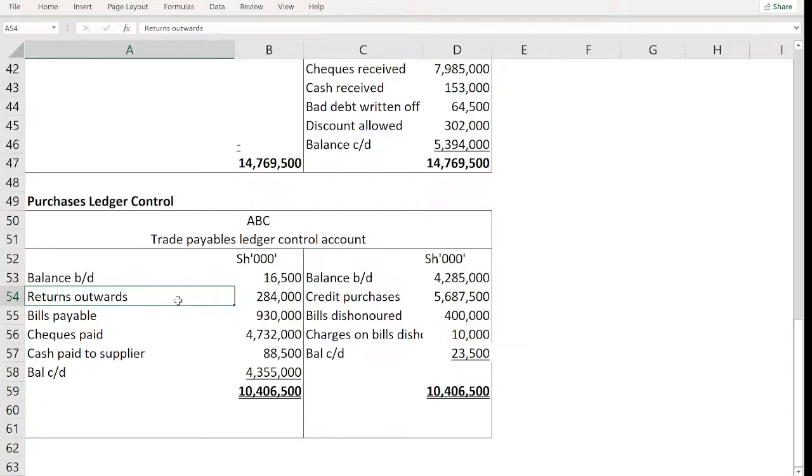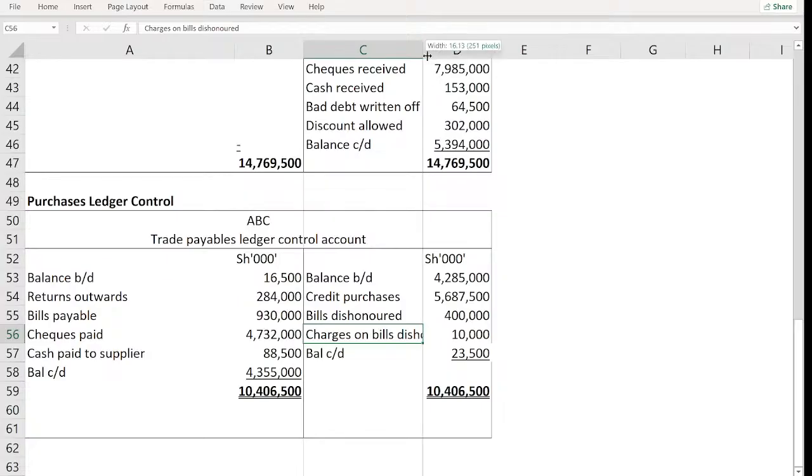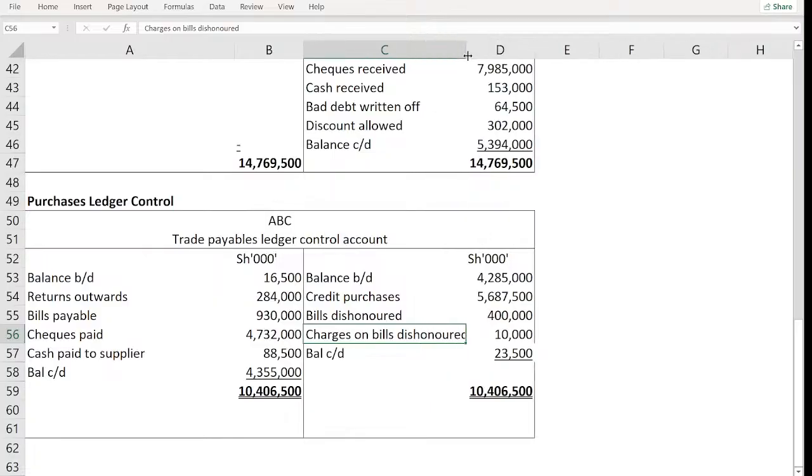So then on the debit, we have to record all these: the return outwards, the bills payable, checks paid, cash paid to suppliers. They are all on the debit. When you come to the credit, we have the credit purchase, bill dishonored, charges on the bill dishonored. So all these are the things required on the credit side.